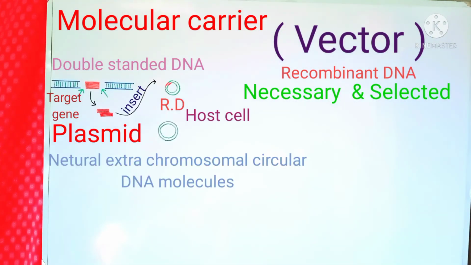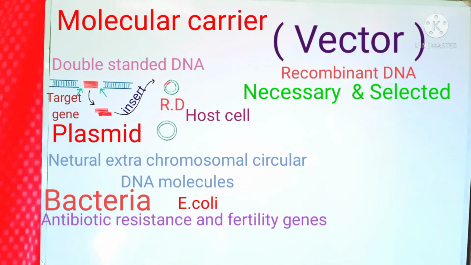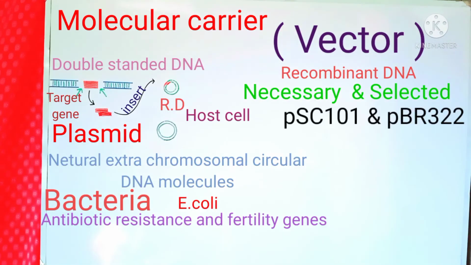Plasmids are natural extra chromosomal circular DNA molecules present in bacteria that were discovered by some investigators who were studying the sex life of the intestinal bacterium E. coli. Antibiotic resistance and fertility genes are present on the plasmids. pSC101 and pBR322 are two known plasmids.